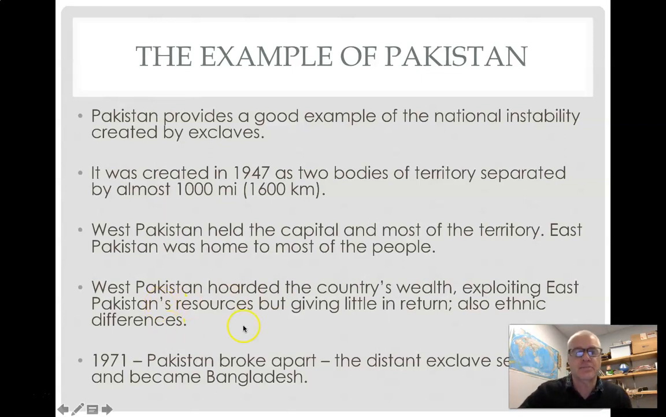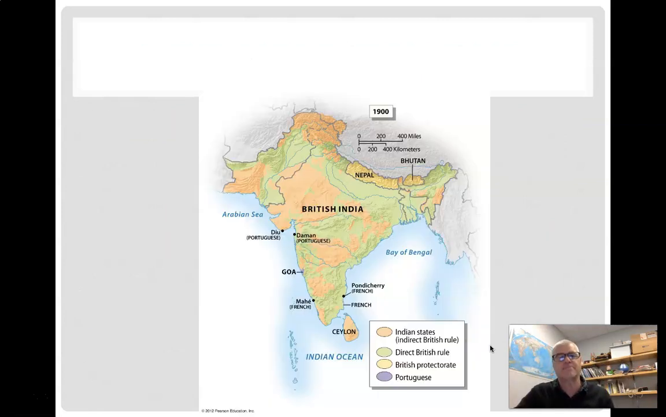And eventually, East Pakistan broke off, and that exclave seceded and became Bangladesh. Right? And so that was a separatist movement and that then eventually became a new country separate from the other part of Pakistan. And that's one of the problems about having a non-compact country shape, is that there's all sorts of reasons why it's hard to hold that together into one country.